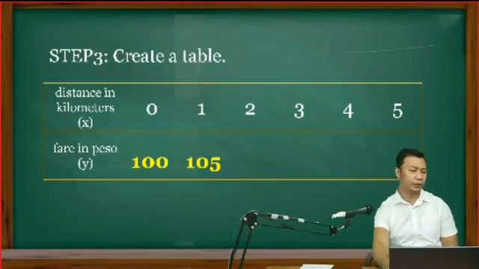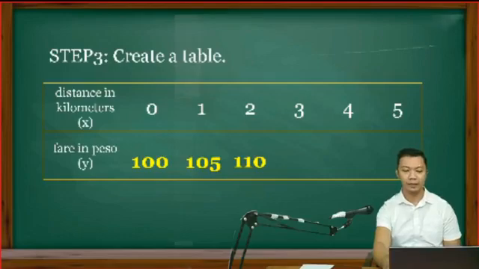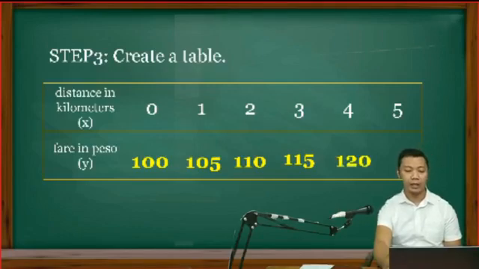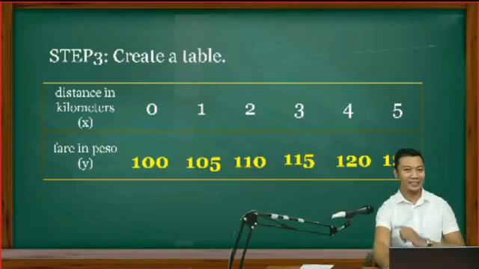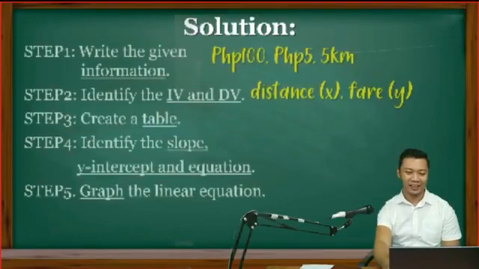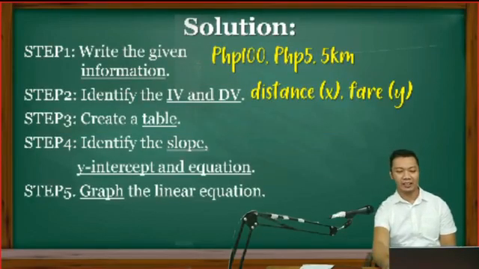After 2 kilometers, you have to pay 110. And after 3 kilometers, 115 pesos. 4 kilometers will make you pay 120 pesos. And our destination from the hotel is a total of 5 kilometers, so you have to pay 125 pesos. Wala pa dyan yung tip, ha? Okay, next. Okay, so we created our table.